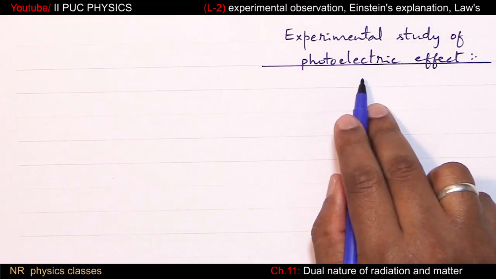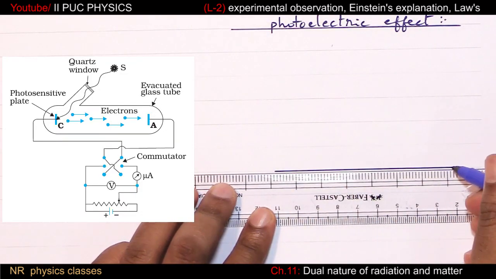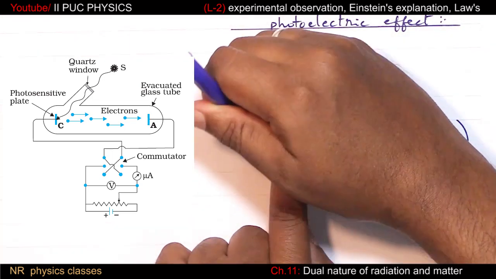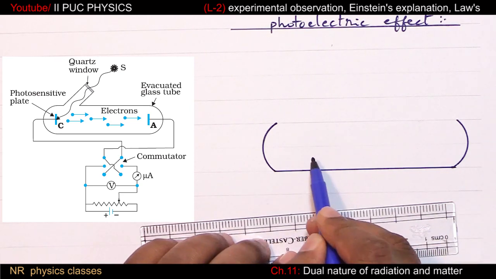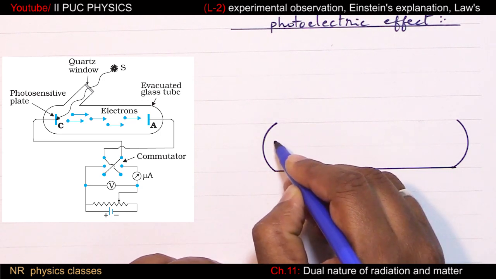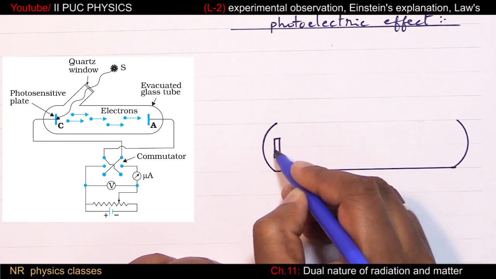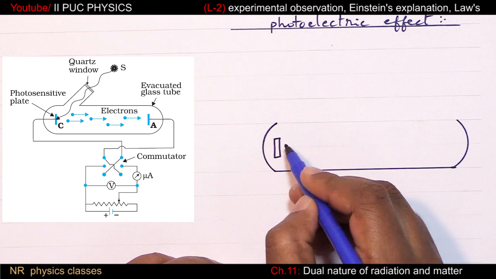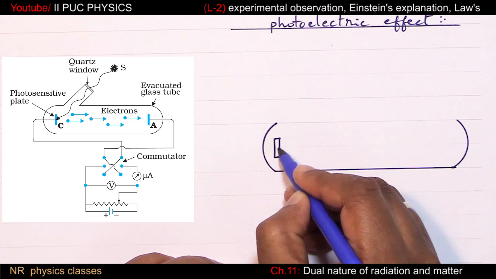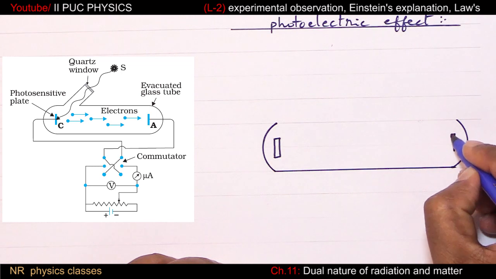Experimental study of photoelectric effect. This is an evacuated glass tube. Cathode, a suitable photosensitive metal or a photosensitive material, is pasted on this cathode, and this is the anode.